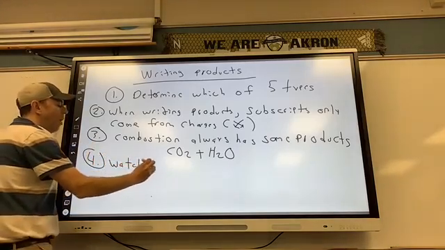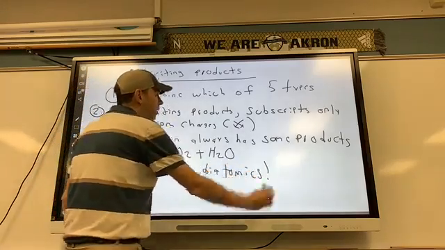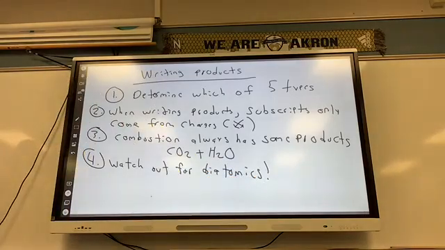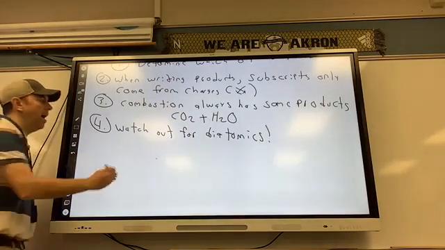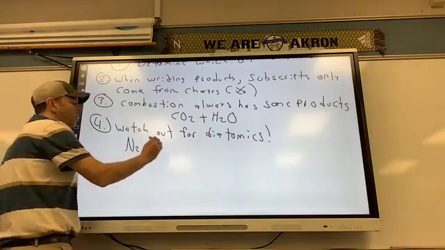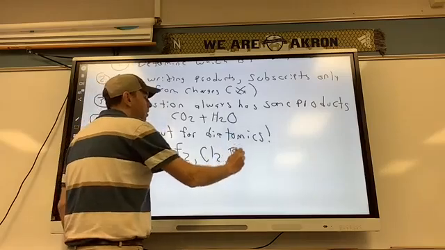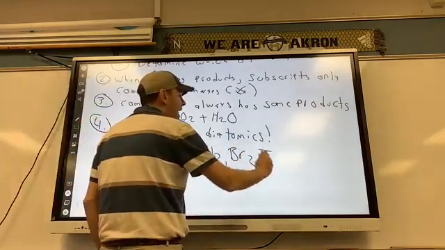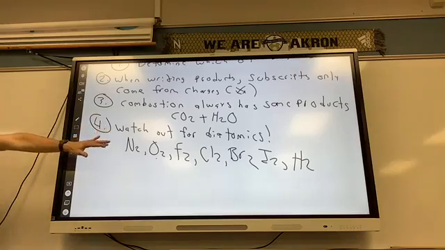Watch out for diatomics. So let's list out all of the possible diatomic elements that you can have. Do you guys remember me talking about the diatomic corner on the periodic table? So you can have N2. You never have just N, it's always N2. O2, F2, Cl2, Br2, I2, and don't forget hydrogen is also a diatomic. So if you have one of these elements by themselves, it's always with a 2.